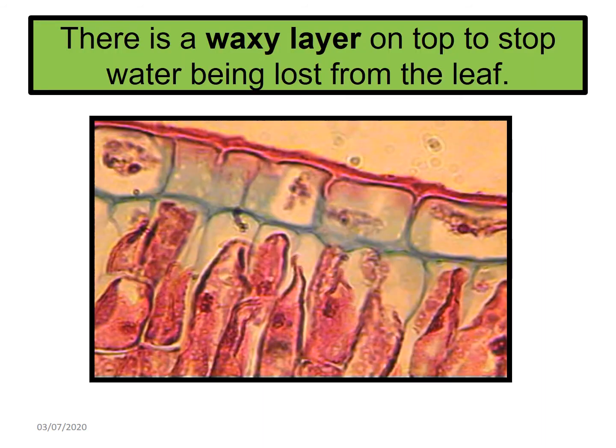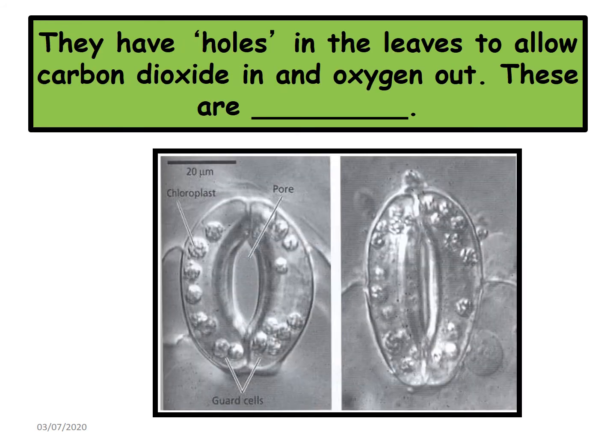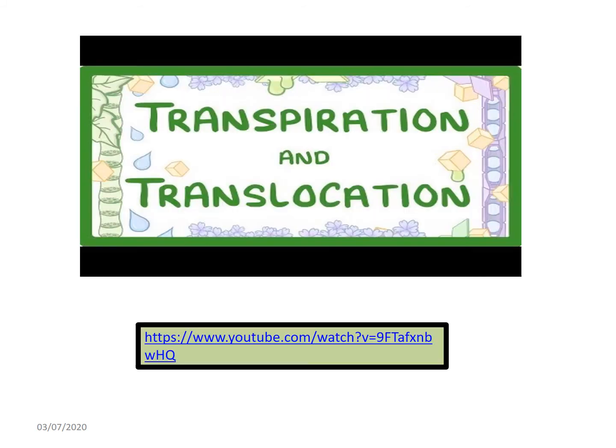There is a waxy layer on top to stop water being lost from the leaf. They have holes in the leaves to allow carbon dioxide in and oxygen out. These are... Let's watch the video and take notes to help you answer the following questions on the next slide.